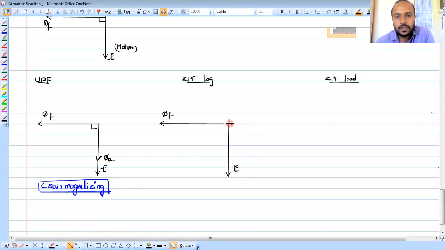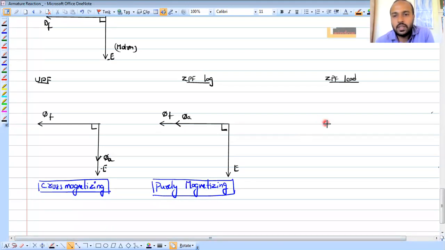Then this will be the armature flux, right? This is the lagging. Now phi A lags this induced EMF by 90 degrees. This is the direction of phi A. So then what is the effect here? Both main field and armature flux are moving in same direction. Then we call it as a purely magnetization effect. Right? So let us move to the next one.